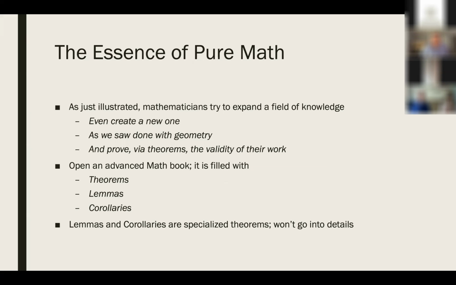So the essence of pure math is, as I said, to expand the field of knowledge or perhaps even create a new one. We saw the example with geometry. And then the mathematician must prove via theorems that their work is valid. Just open any advanced math book, and basically there is very little text. It's just filled with theorems, lemmas, and corollaries. A lemma is really a mini theorem that the mathematician isn't particularly interested in for its own sake, but it does a lot of the work of proving his main theorem, and a corollary is an extra result that falls out after either immediately or after a relatively simple proof.